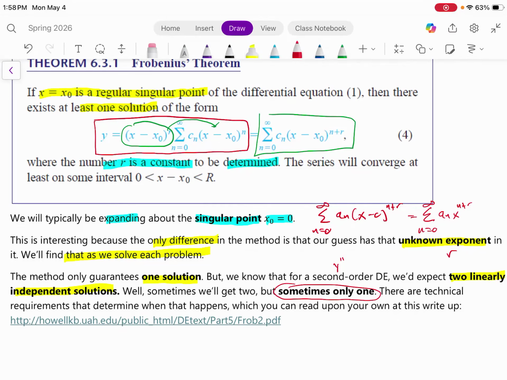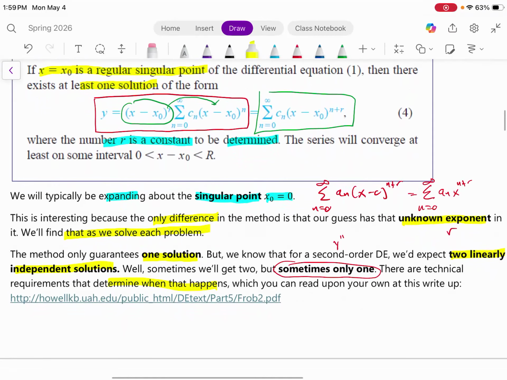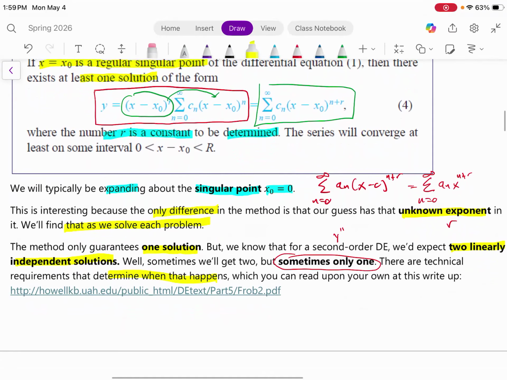And so there are some technical requirements that determine when that happens. I don't want to get too much into it, but here's a link below. You can click it on the PDF, and it should take you to a write-up that discusses this requirement. But we're basically guaranteed one solution. We're pretty much going to get two of them. It just depends on how the problem turns out.